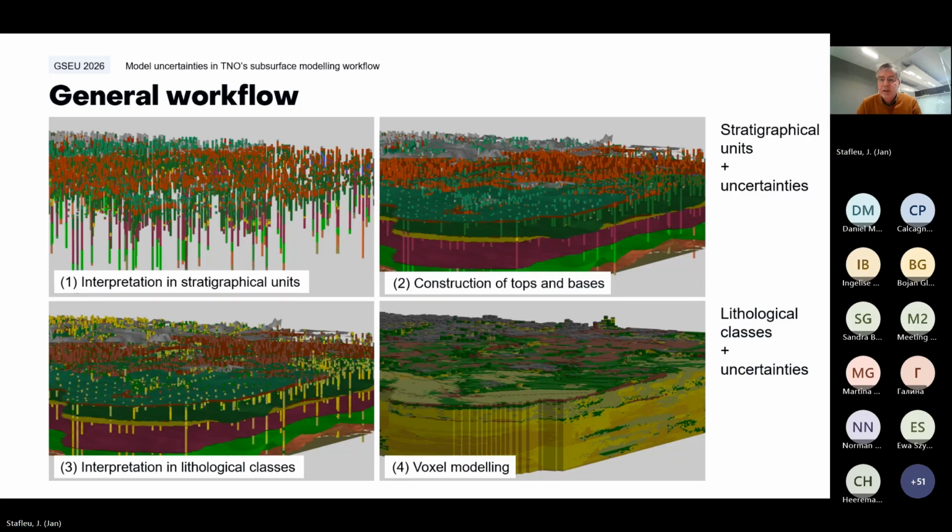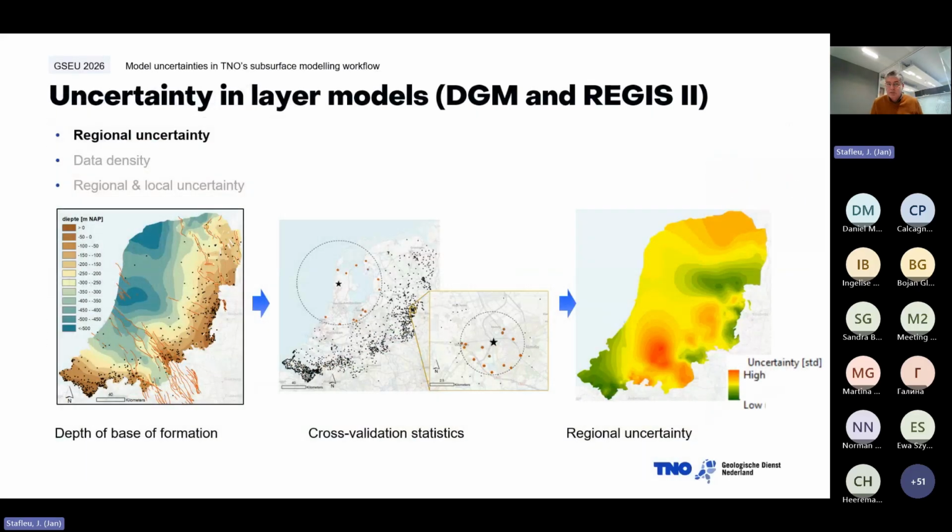So the result is a series of stratigraphical units, of which the depth of each unit is uncertain. And the last step, the voxel modeling, shows the lithological distribution, which is also uncertain. So let's have a look at the uncertainty in the layer models.